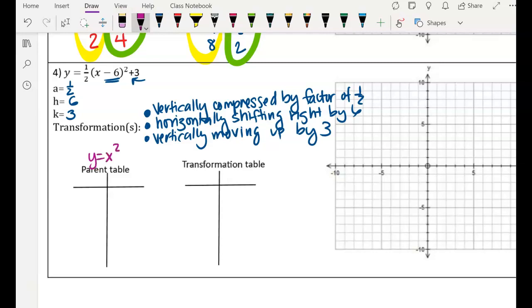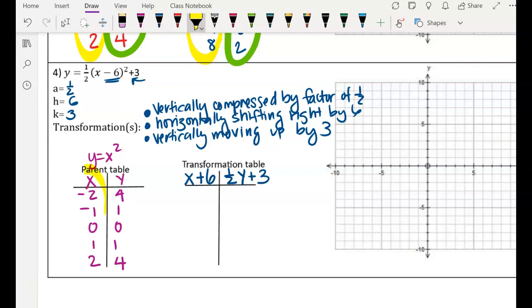All right, so we are going to quickly do the parent. y equals x squared. By now, guys, we are going to pick these 5. And no, it's not required to pick these 5. You just need to pick your 5 if you want to pick something different. 4, 1, 0, 1, 4. Transformation, first one says vertically compressed by a half. Vertical means the y will change, so we're going to take the factor of half multiplied by y. Next, this is horizontally shifting right by 6. Right means positive, so I'm going to add 6. And then the next one says vertically moving up. Moving up means I'm going to add 3.